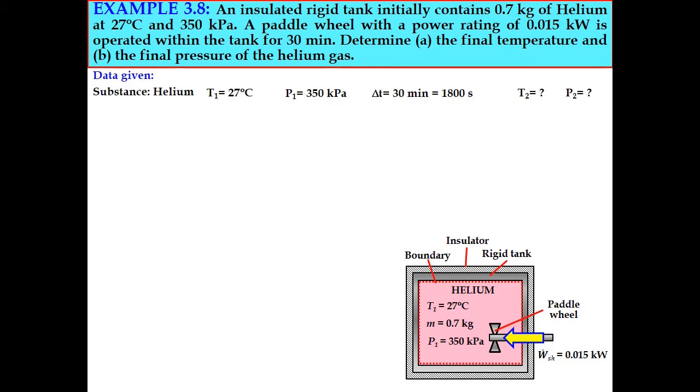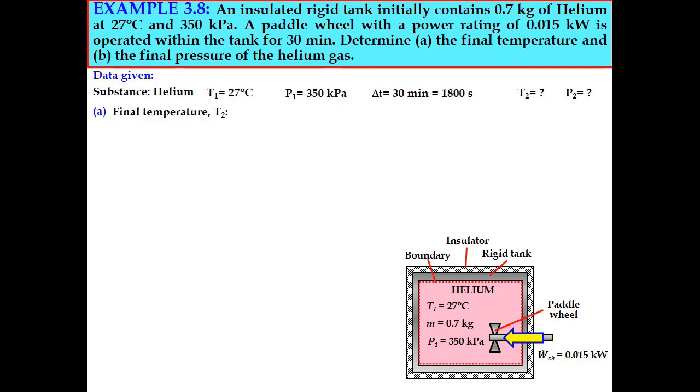Okay, now the data given. The substance is helium. T1 equals 27 degrees Celsius and P1 equals 350 kilopascal. The time for the paddle wheel to operate is 30 minutes, and we need to determine the value of T2, the final temperature, and also P2, the final pressure.